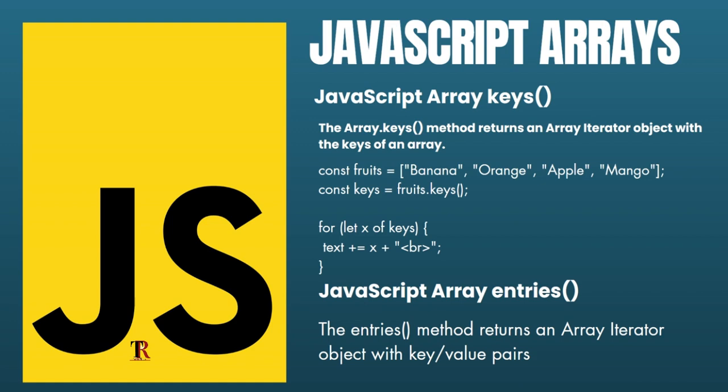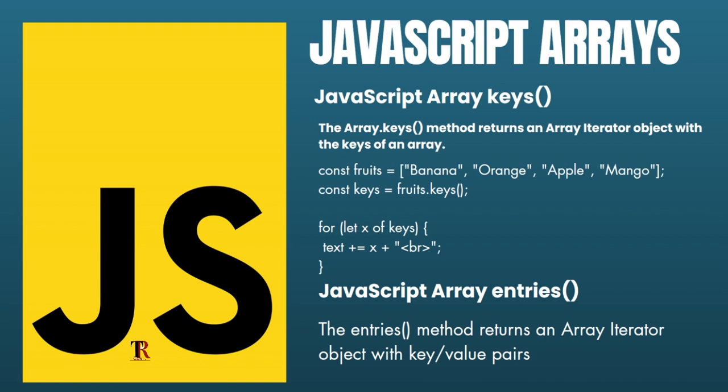So that's a quick refresher of what we talked about in the last lesson. We also talked about the some method that validates your array elements against a test. If it passes, it returns true, otherwise it returns false.